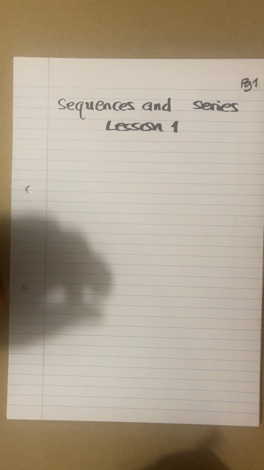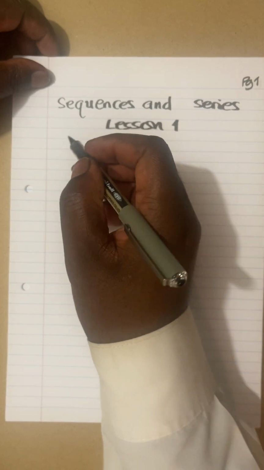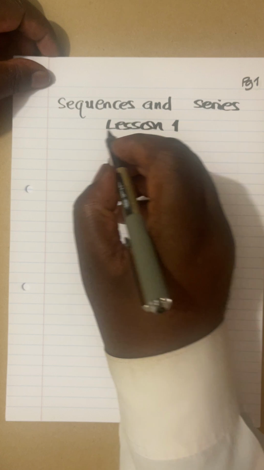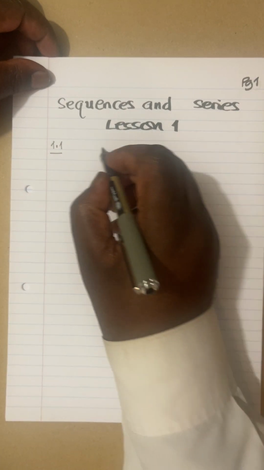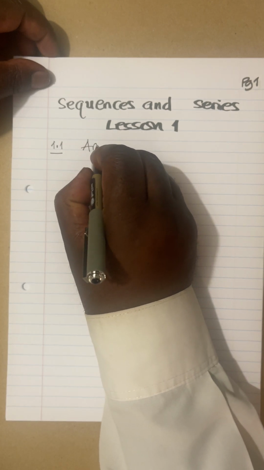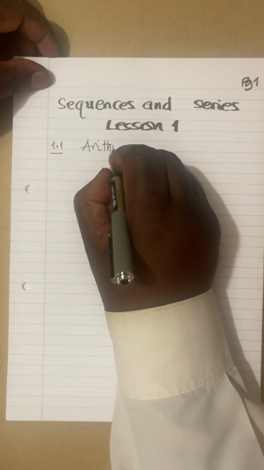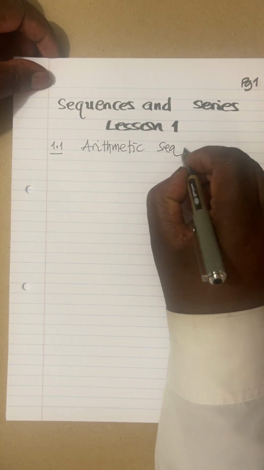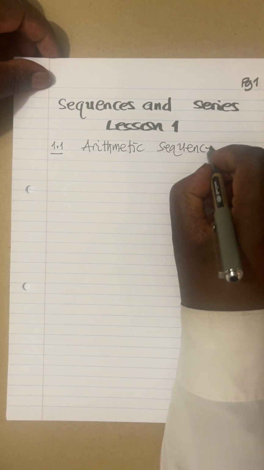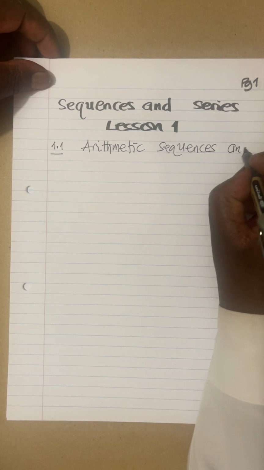So let's start then with arithmetic sequences, because there are 3 types of sequences and series we're going to focus on: arithmetic, geometric, and quadratic. Let's start with arithmetic, also known as linear sequences and series. So I'm going to say here 1.1, and I'm talking about arithmetic sequences and series.